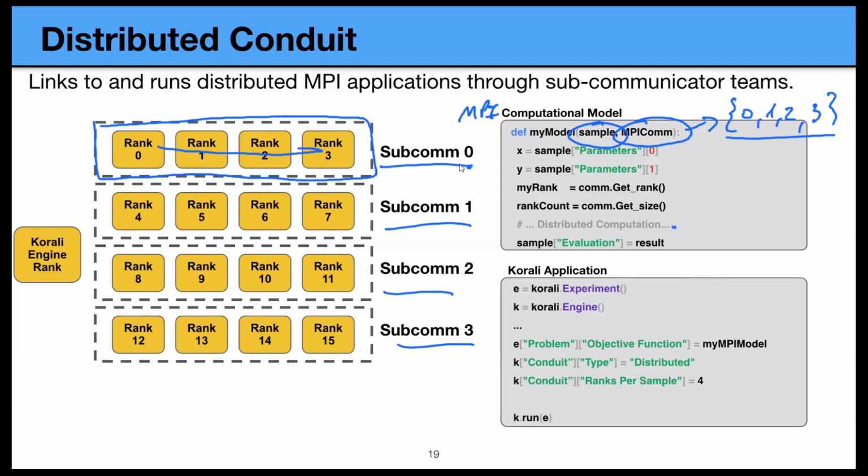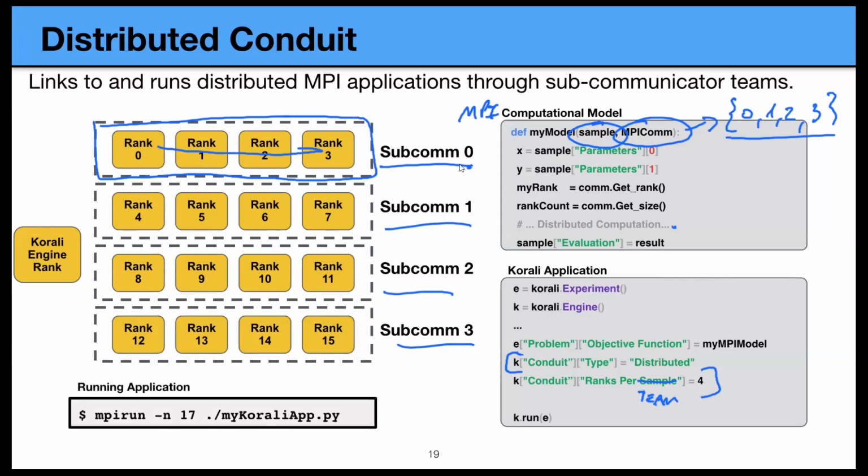So the way to do this is, besides describing that you want to use the distributed conduit, you should also say how many ranks per team or per sample. This may be a typo here. I think it's called team now. So how do you divide the worker space in teams such that they can all collaborate in the evaluation of a given model? Okay. And running it is all the same. There's no change in there. So any questions about this, either this slide or the one before?